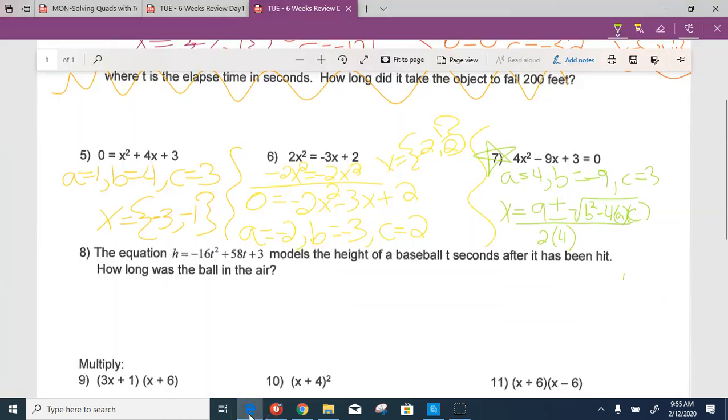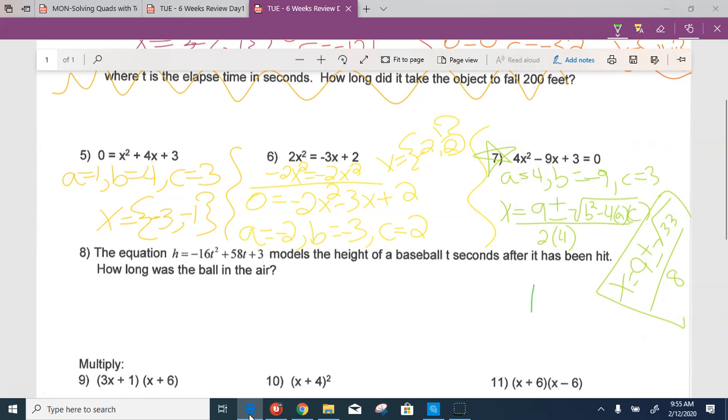So my final answer for this is going to be x equals. I want you to leave it, because the square root of 33 is not a perfect square root. So let's go ahead and leave it in that form. 2 times 4 on the bottom is 8. And this is exactly how you'd be expected to do it on the test. Okie dokie, so let's go ahead and move on.